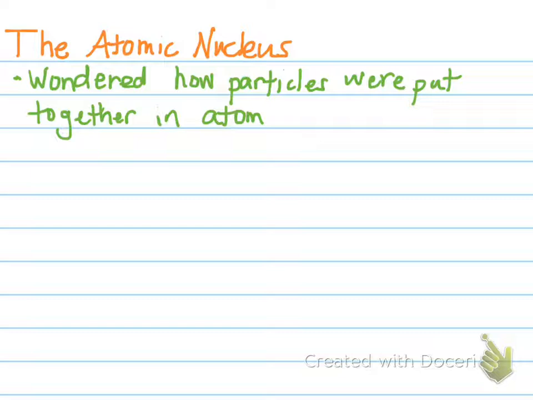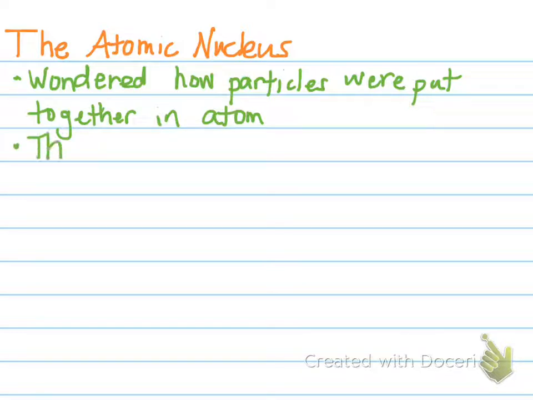Now that they knew that atoms did indeed have smaller pieces inside of them, protons and electrons, they started to wonder how is it that these already tiny atoms that we can't see possibly can have protons and electrons inside of them? How are those protons and electrons organized?